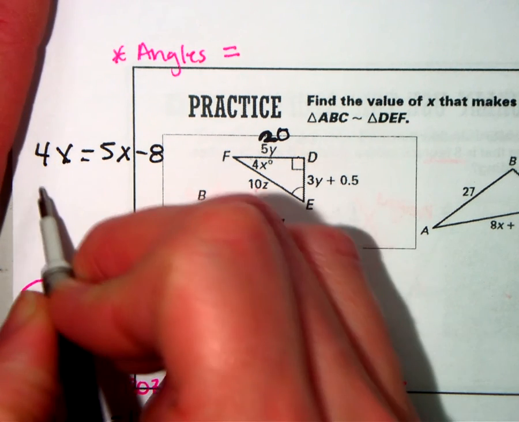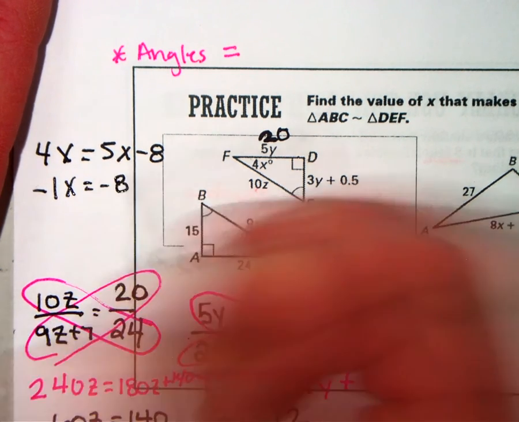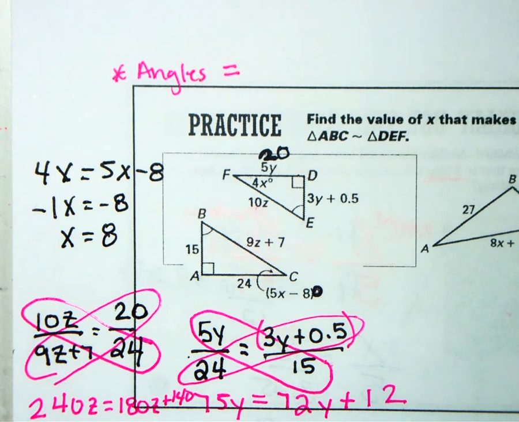I'm actually going to subtract the 5x from the 4x, so I'm going to have a minus 1x is equal to a negative 8, which just means x is 8. And there you go. Okay, so we kind of did every possible scenario you could come up with in one problem.